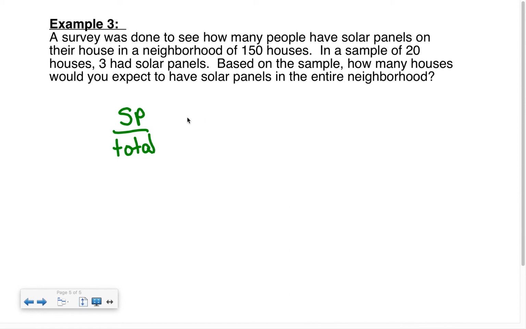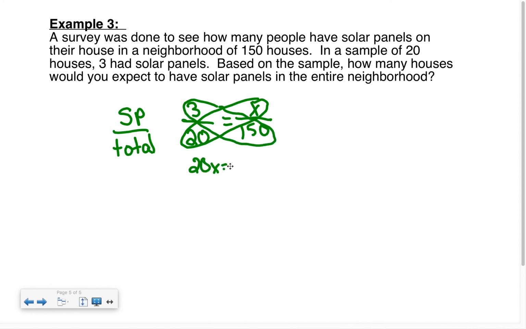In the sample, there were 20 houses. 3 of them had solar, so 3 over 20. And in the neighborhood, there's 150 houses. Not 150 houses with solar, 150 total. Put our x on top, and we cross multiply. Here we get 20x equals 3 times 150. 20x equals 450. Divide by 20. We get x equals 450 divided by 20. It's going to give us 22.5.